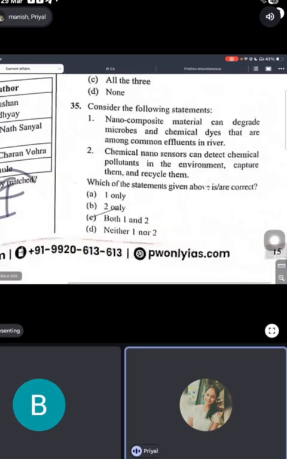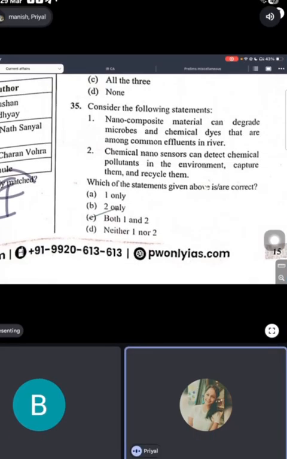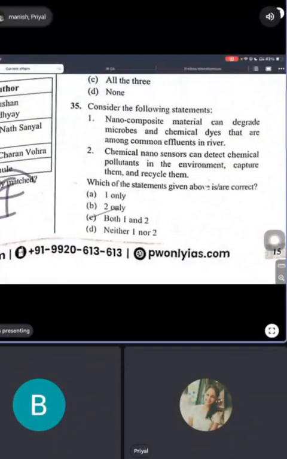Now see, read this question. Nanocomposite material can degrade microbes and chemical dyes that are among common effluents in rivers. Chemical nanosensors can detect chemical pollutants in the environment, capture them, and recycle them. See guys, recycle, I don't know, but I know they can capture them. You know, detect what? Even I don't know. But you know what?